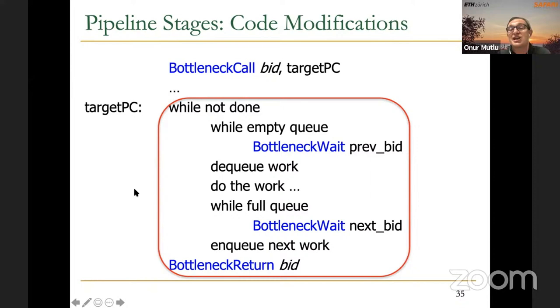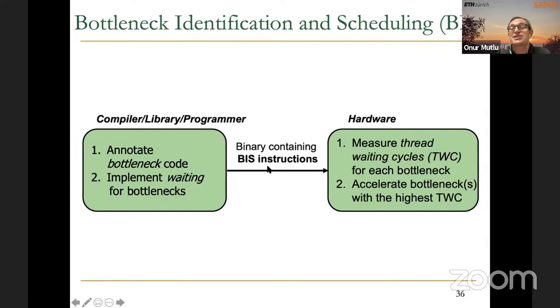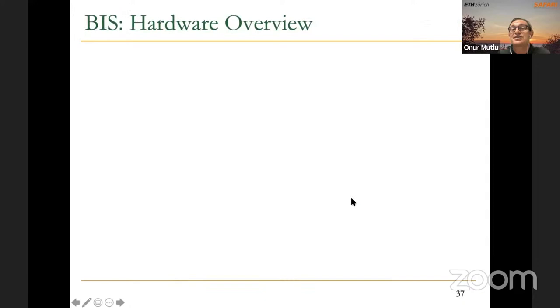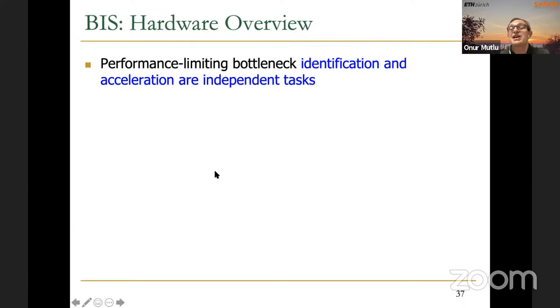Okay, now assume that you've inserted these bottleneck call, bottleneck return, bottleneck wait instructions, BIS instructions. How do we actually use them in hardware? That becomes interesting now. This is our hardware overview. Basically, performance limiting bottleneck identification and acceleration are completely independent tasks. Acceleration can be accomplished in multiple ways.